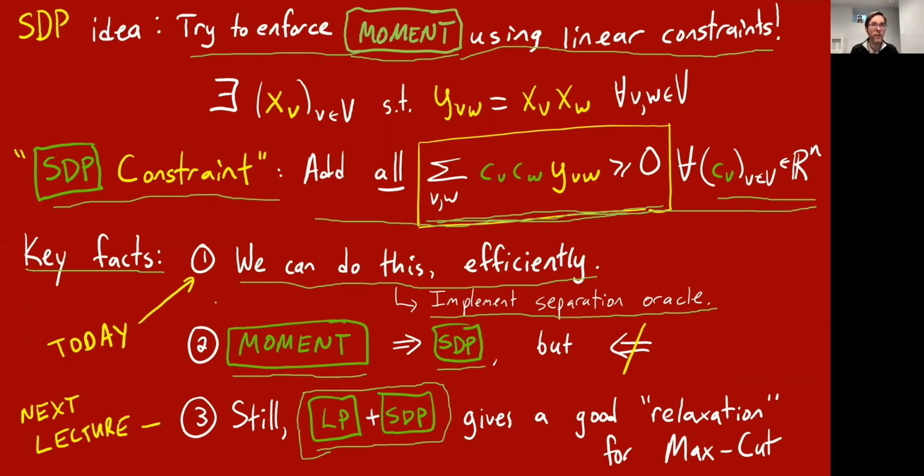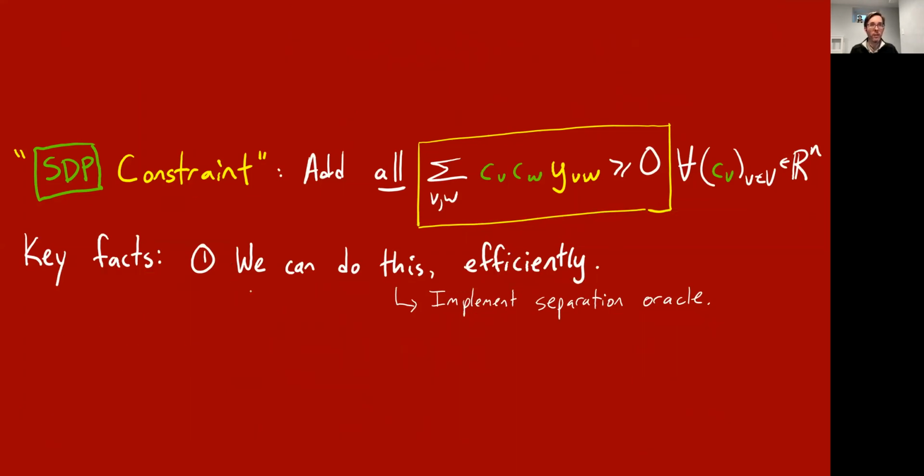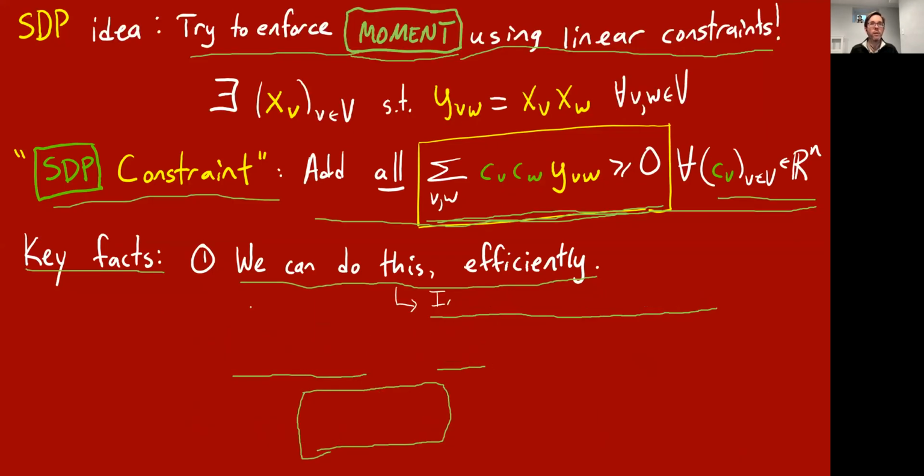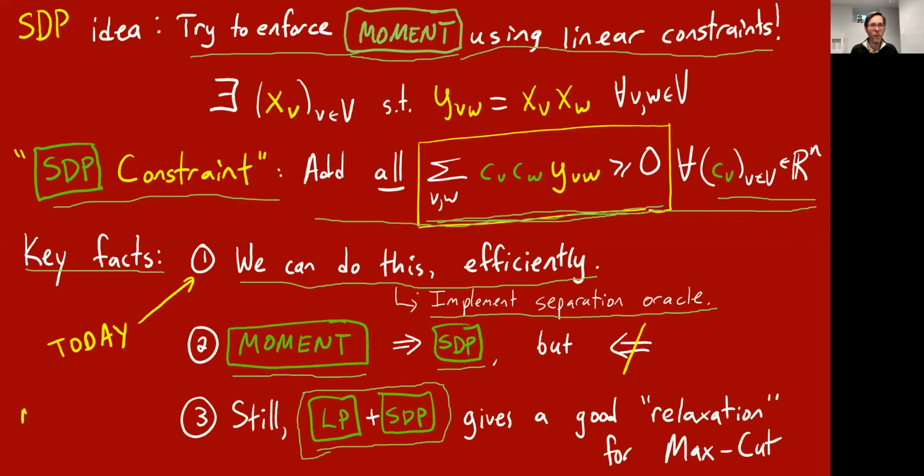Okay, and so for the remainder of the lecture, I want to explain this key point 1: how we can solve this infinite LP efficiently. And in the next lecture, I'll tell you how you can round the solution that it gives you to give you this excellent approximation algorithm for maximum cut, which always finds a cut that's within 87.8% of the best optimal cut.